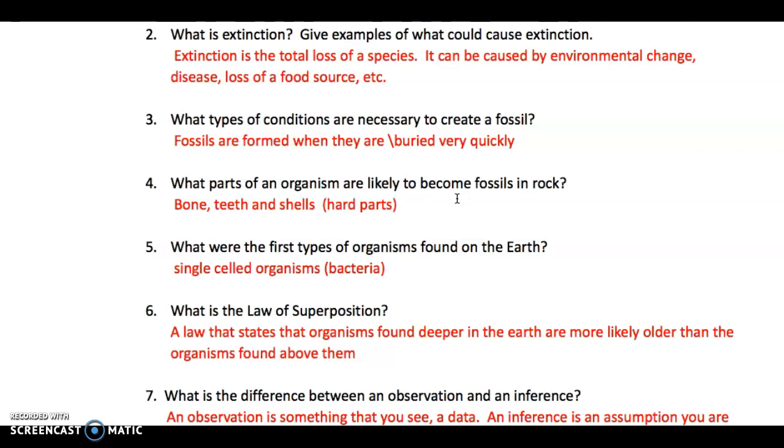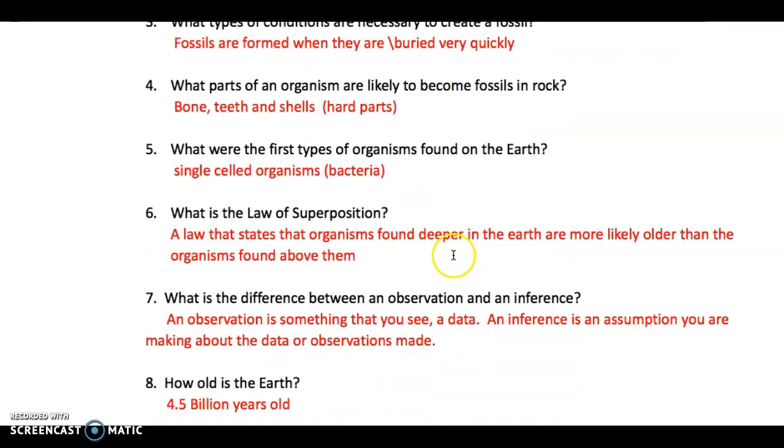Number six is not on your test. I took it off and I forgot to take it off of the review sheet, but I'm going to leave it on here anyhow. The law of superposition, we skipped a lab just because I couldn't do it with you on the computers. But the law of superposition states that organisms found deeper in the earth are more likely older than the organisms found above them. It's common sense, but it's written in a rule, and that is just something that we kind of skipped over just due to our circumstances.